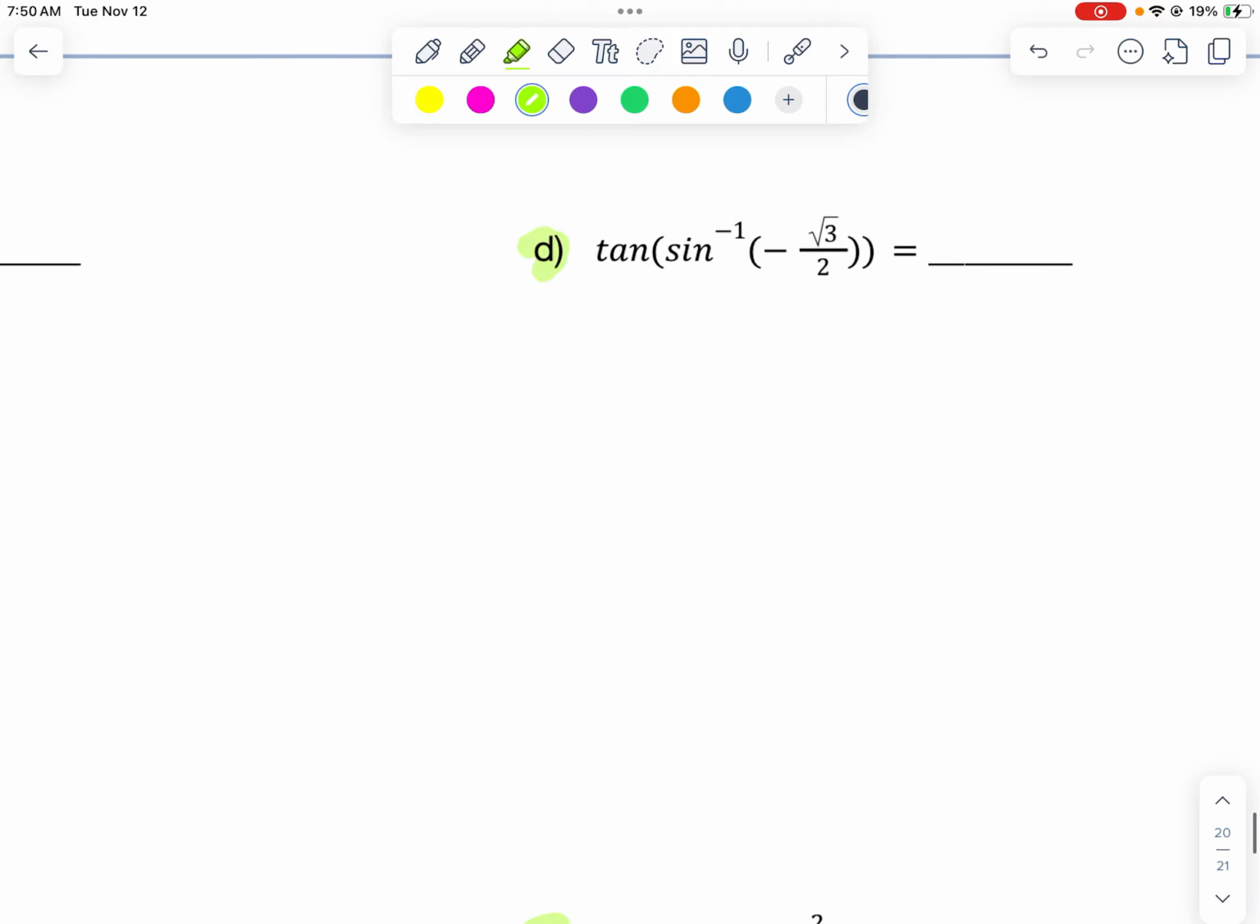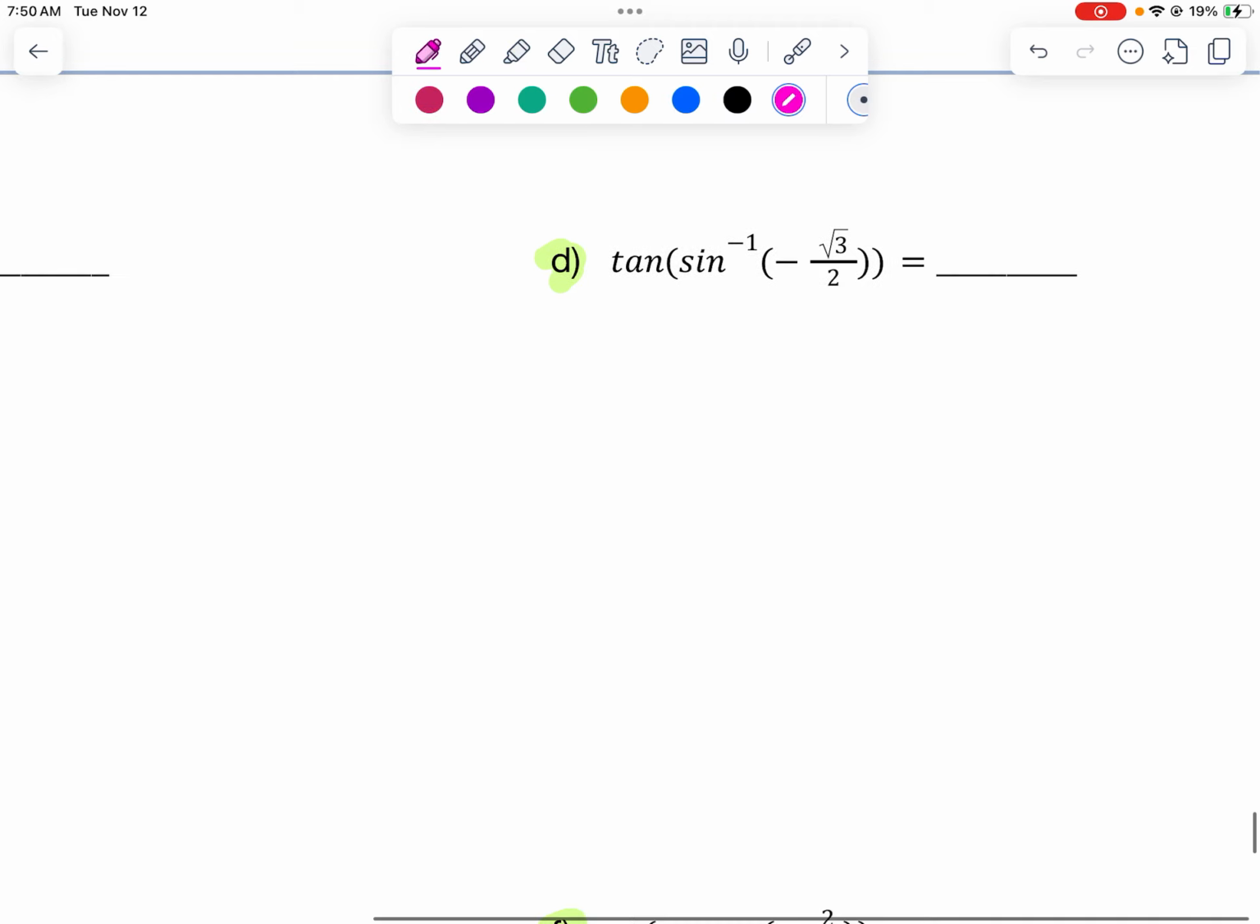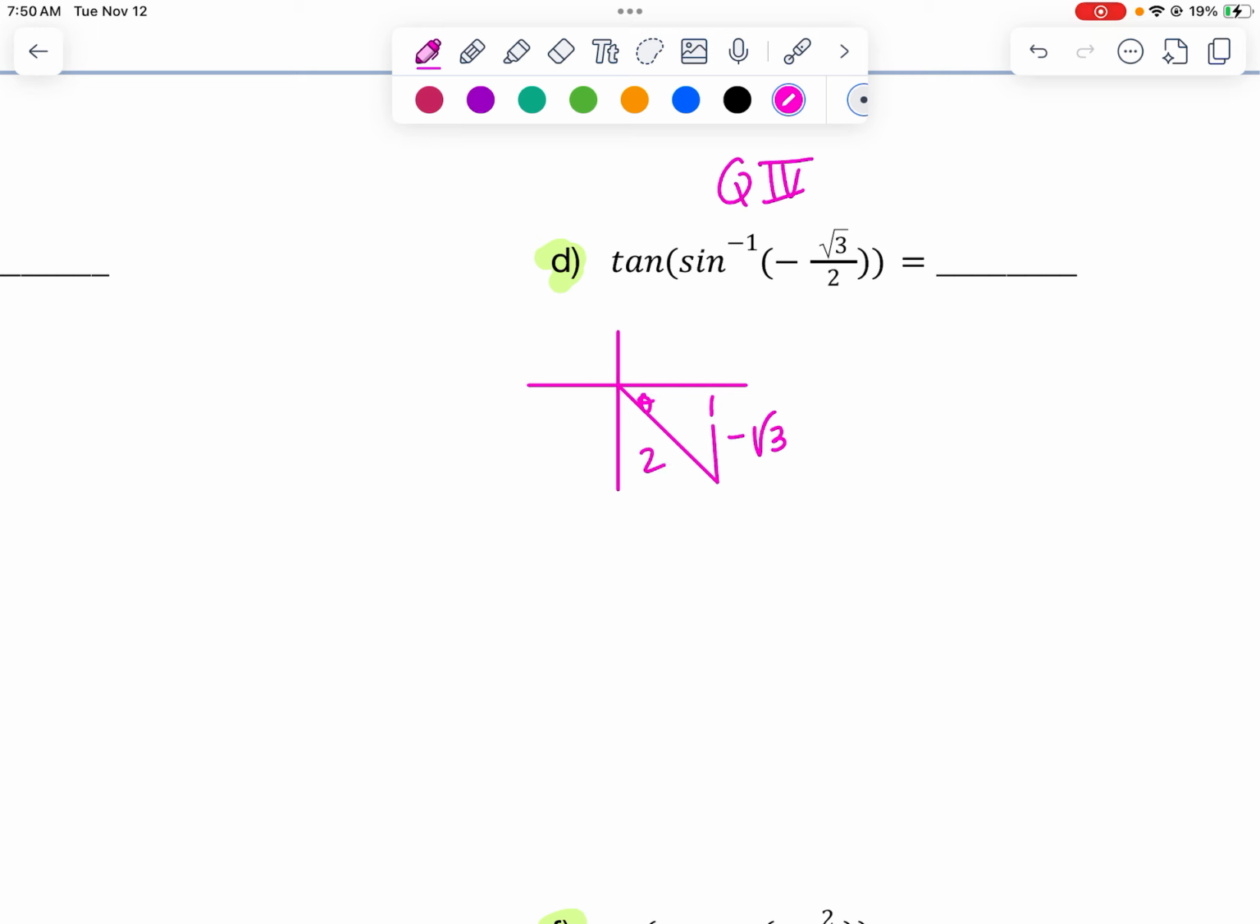All right, part D, it says tangent of sine inverse of a negative radical 3/2. Again, sine is either between quadrant 1 and quadrant 4, so this is going to be in quadrant 4 because it's negative. I'm going to draw out my triangle. Okay, there's my theta. Sine is a negative radical 3/2. So then we get 1 over here. Again, you can use the Pythagorean theorem, but this is also how we figured out our coordinate planes of our unit circle. And again, all I'm evaluating is just tangent of theta, so opposite over my adjacent. This becomes negative radical 3.